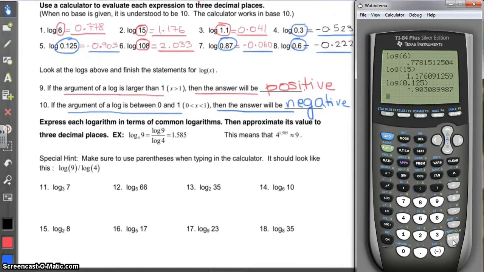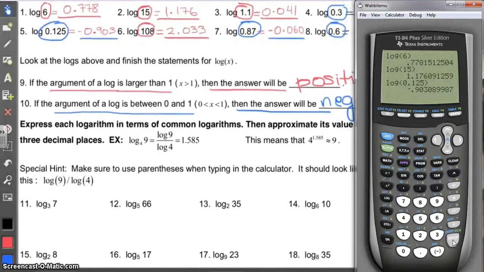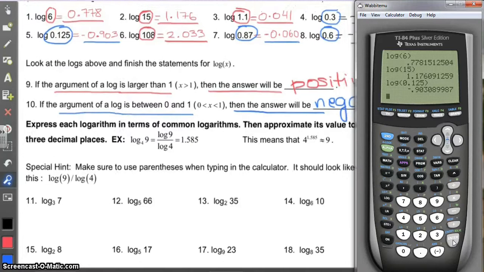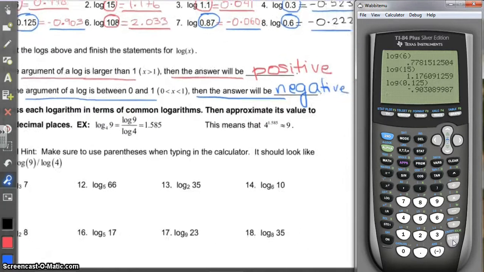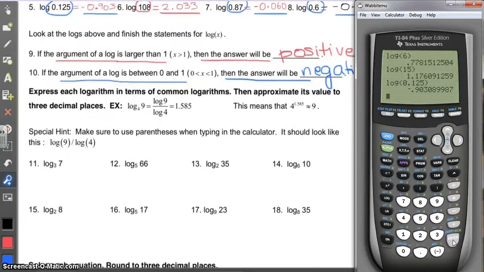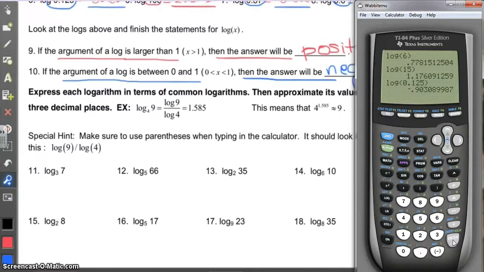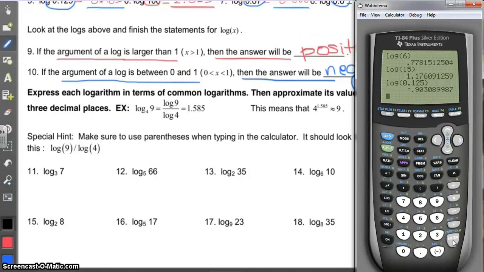Now, the other thing that you need to know is when they give you something like this: Express each logarithm in terms of common logarithm. So basically how to switch bases. Then approximate its value to 3 decimal places. Basically what they're asking is that if you look at this example, which is log 9 base 4, they want you to change it into a common logarithm. It means a logarithm with base 10.